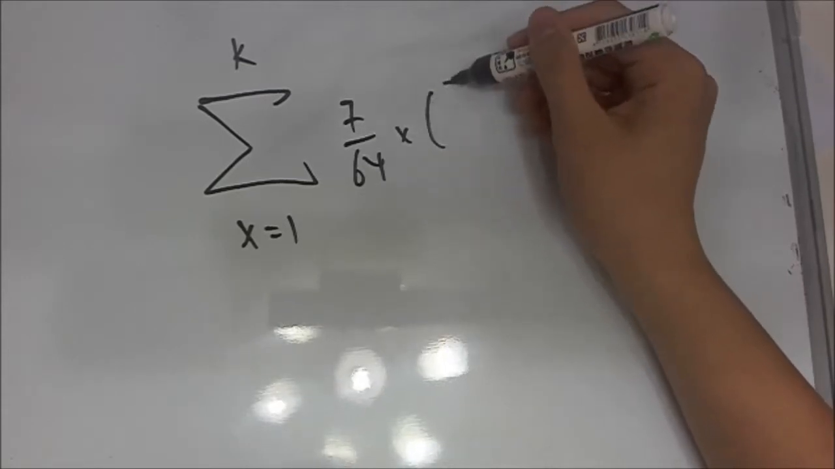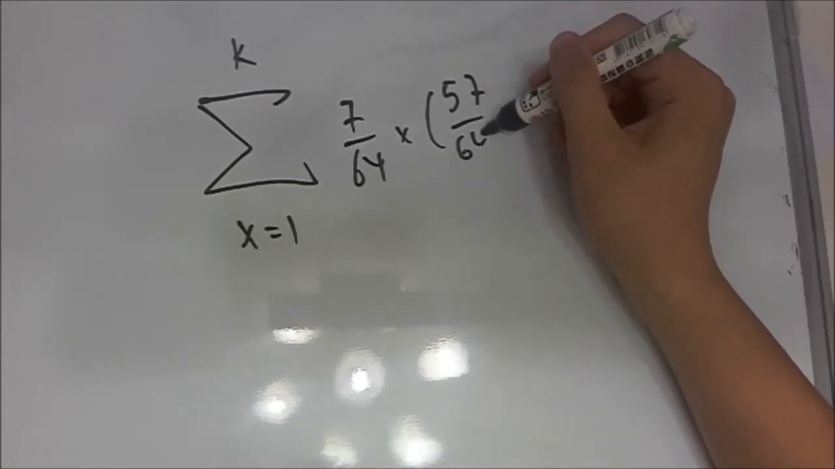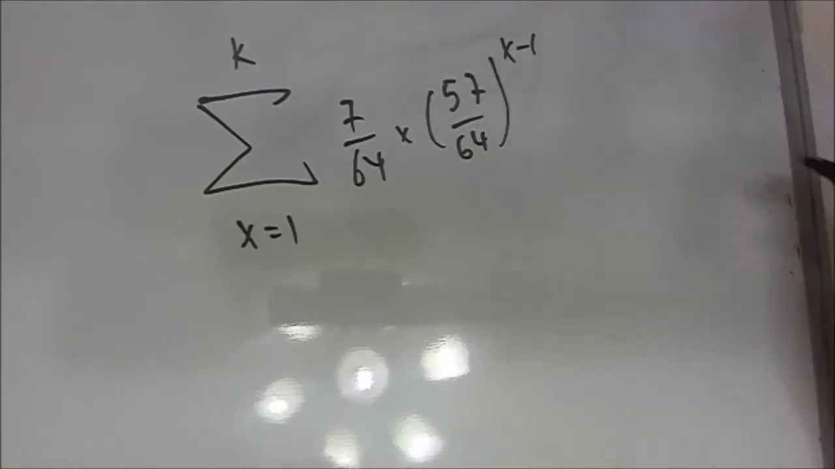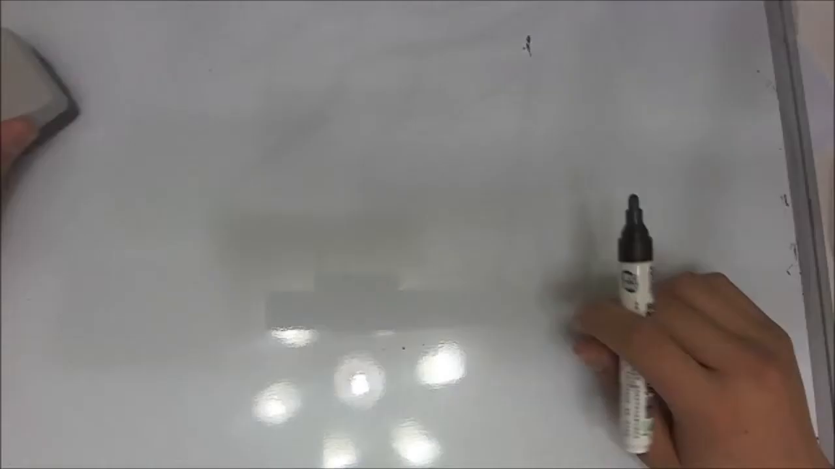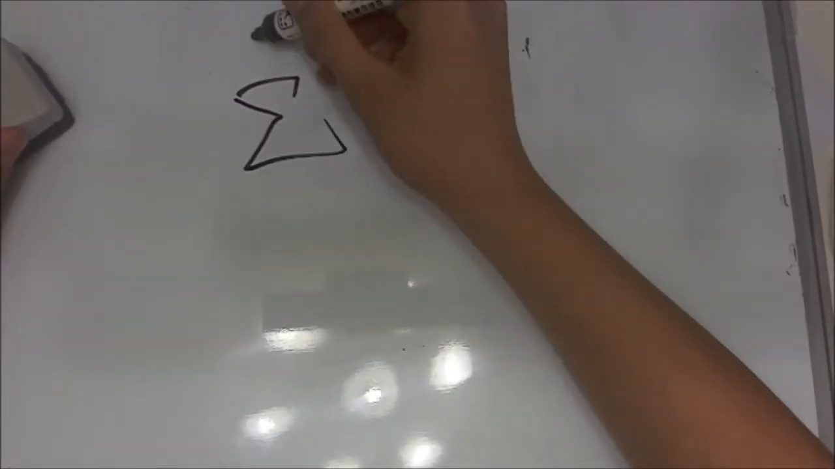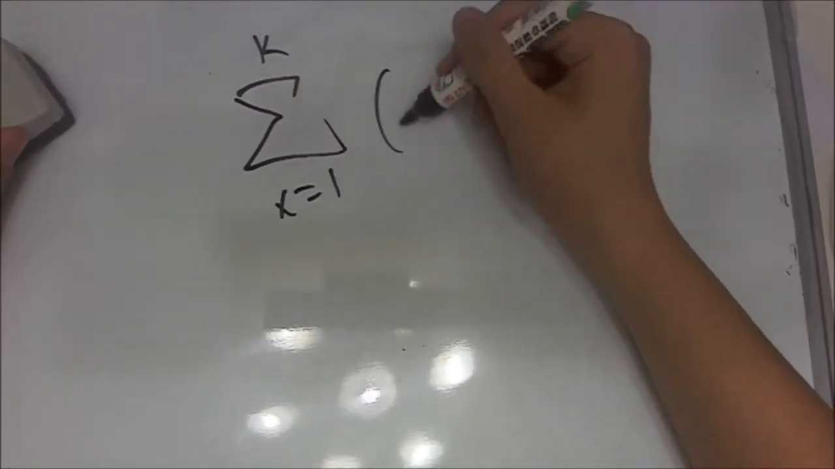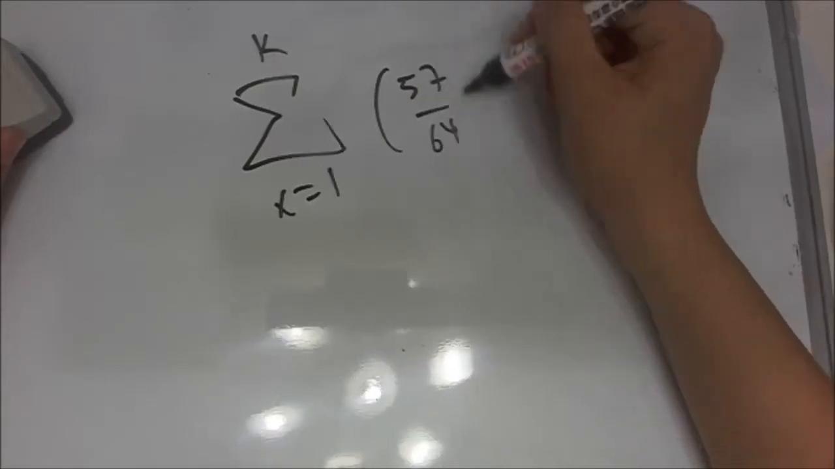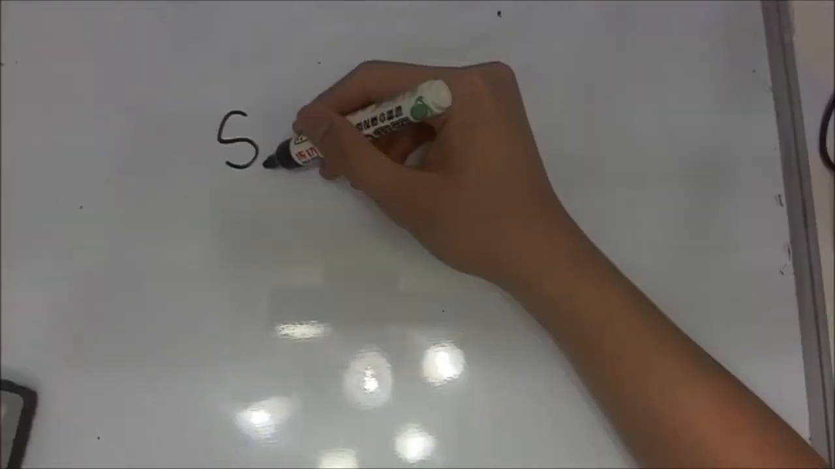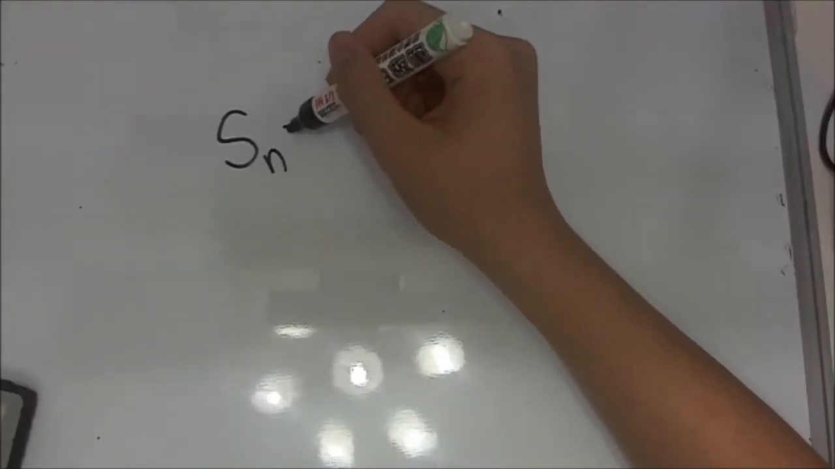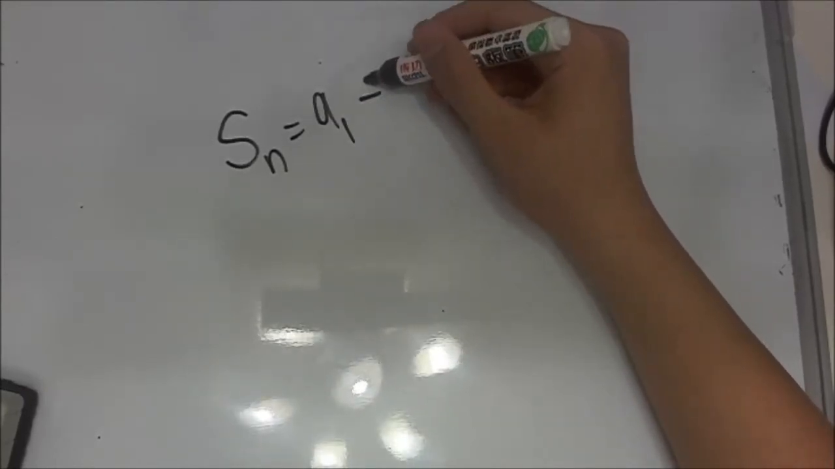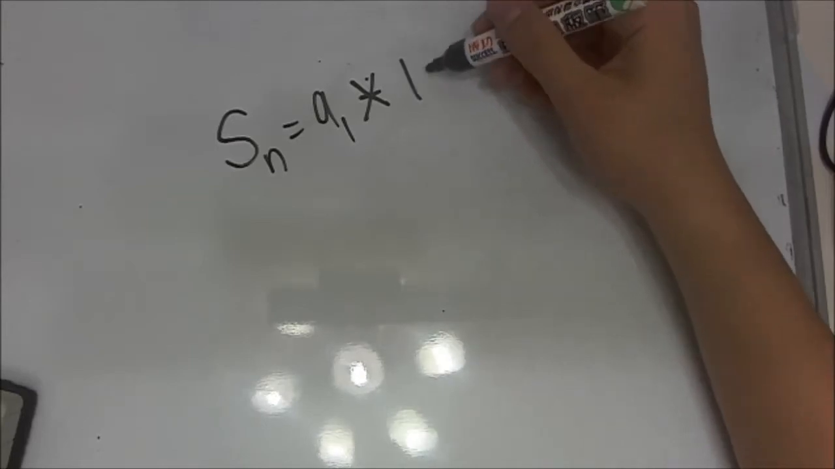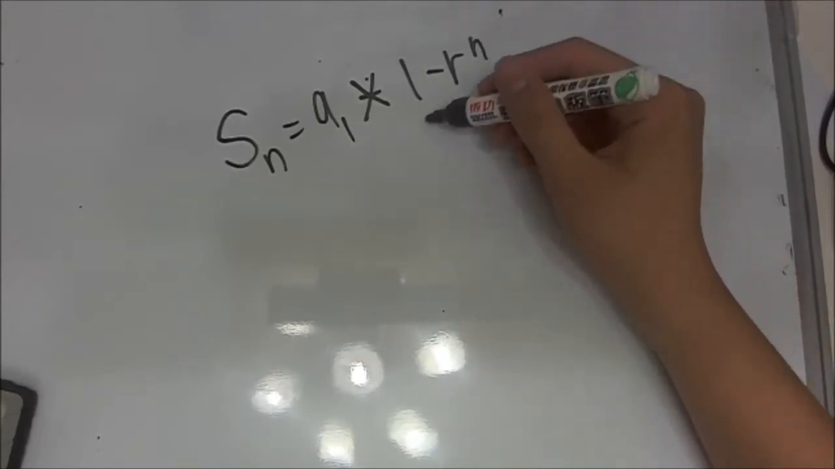So what do we do now? Well, now we have to show our creative IB math thinking. We take the fraction 7 divided by 64 out. So now we're left with this sigma notation on the screen. Then we apply the formula of a geometric series. The sum of a geometric series is equal to a1, the first term of the series, times 1 minus r to the power of n, divided by 1 minus r.